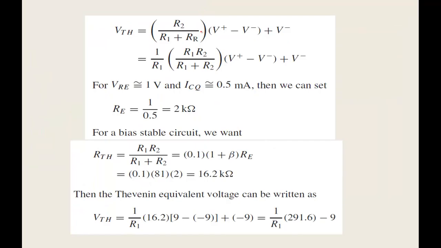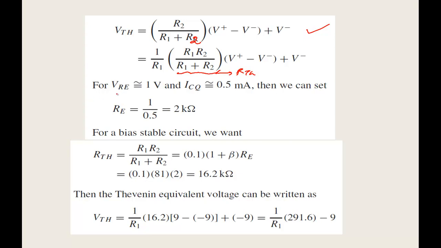I will show you the final value of VTH here. VTH comes as R2 by R1 plus R2 into V plus minus V minus plus V minus. This is the final formula I am getting. Now I can express this as 1 by R1 into R1 R2 by R1 plus R2. There is a reason for expressing it like this, because we don't know any values of the resistors, so we need to arrive at some solution. That's the reason I am expressing this as Thevenin's resistance itself, R1 R2 by R1 plus R2. That's the only thing.